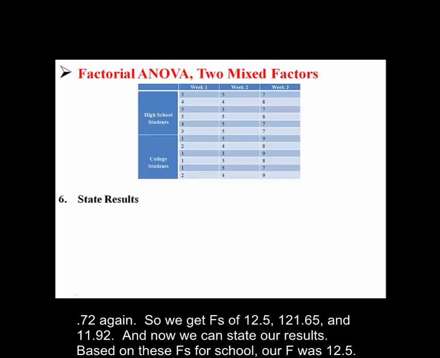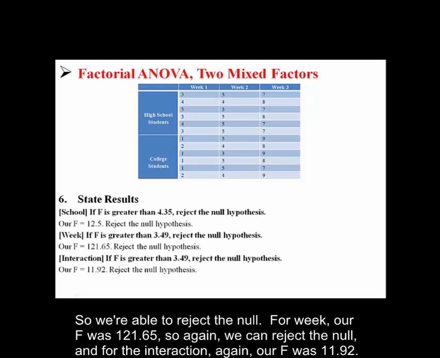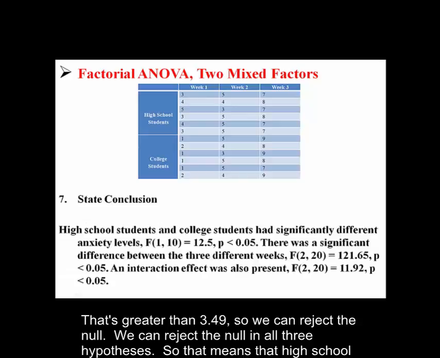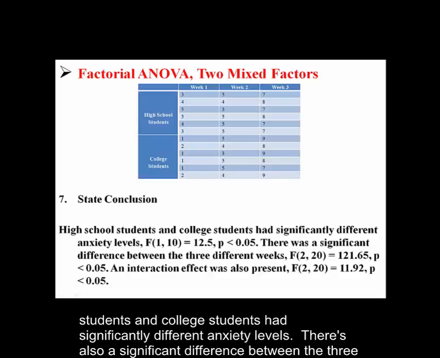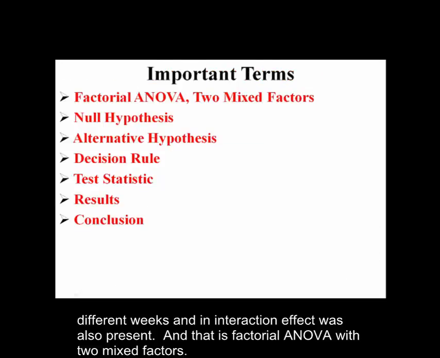And now we can state our results. Based on these F's, for school, our F was 12.5, so we are able to reject the null. For week, our F was 121.65, so again, we can reject the null. And for the interaction, again, our F was 11.92. That's greater than 3.49, so we can reject the null. We can reject the null in all three hypotheses. So that means that high school students and college students had significantly different anxiety levels. There was also a significant difference between the three different weeks, and an interaction effect was also present. And that is the factorial ANOVA with two mixed factors.